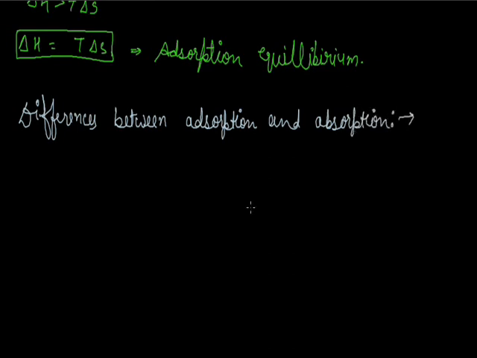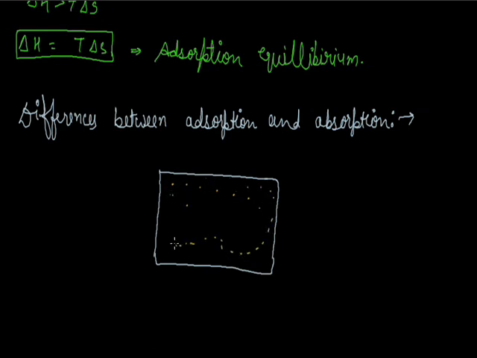Differences between adsorption and absorption. There are two terms, adsorption and absorption. We can take a simple example. Suppose we have a closed container, and in the closed container water vapors are present, and silica gel and a piece of anhydrous calcium chloride are present. Then we can easily observe that the water vapor is adsorbed on the surface of the silica gel.